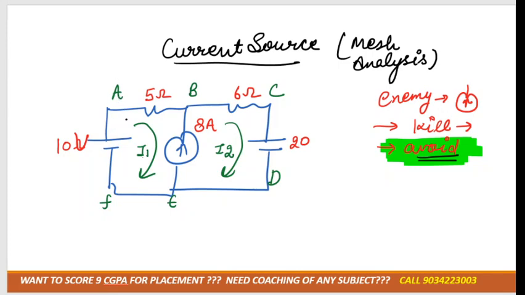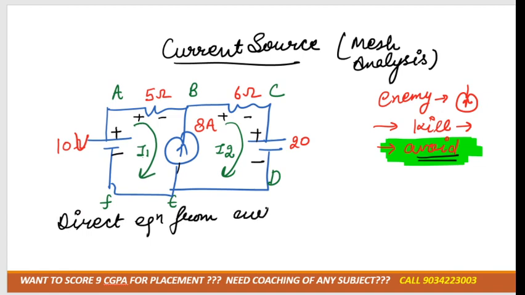The next step is to mark the sign convention: positive, negative, positive, negative, positive, negative, positive, negative. On the current source we can't mark the sign; we have to mark the sign across the resistances and across the battery only. Got it? Now we have two variables, so we need two equations, right? First of all, we have to make a direct equation from the current source. If there is a current source, we always make a direct equation from it.